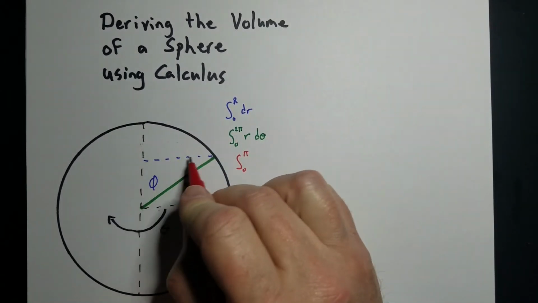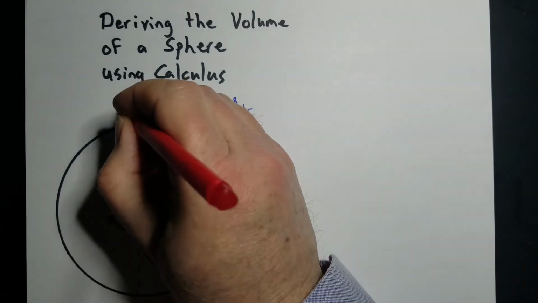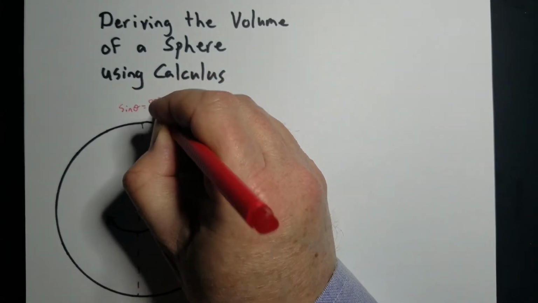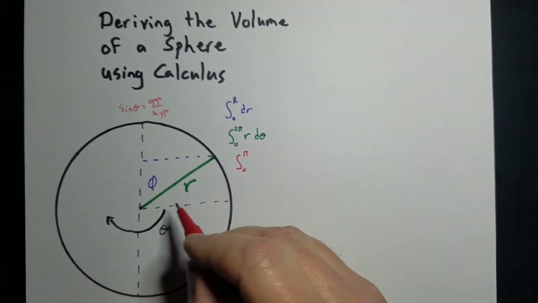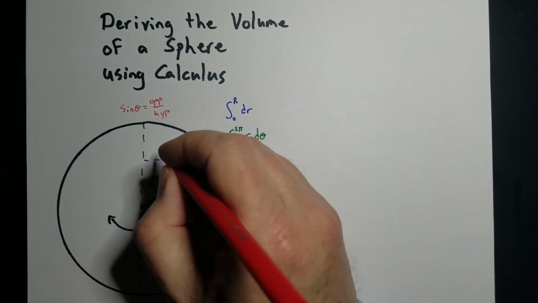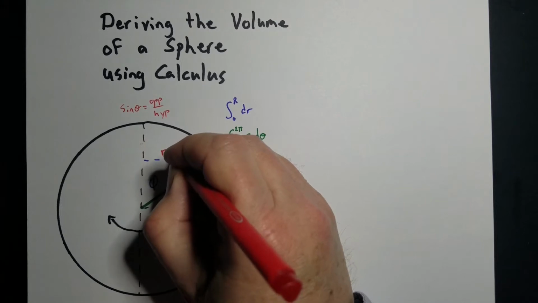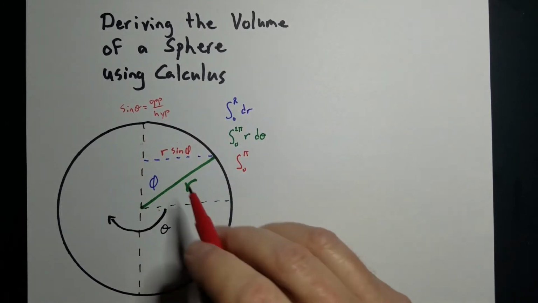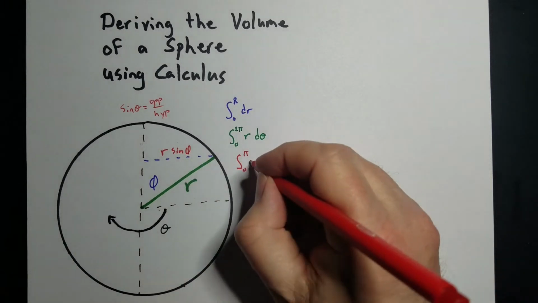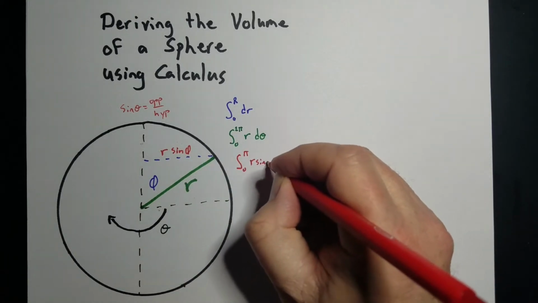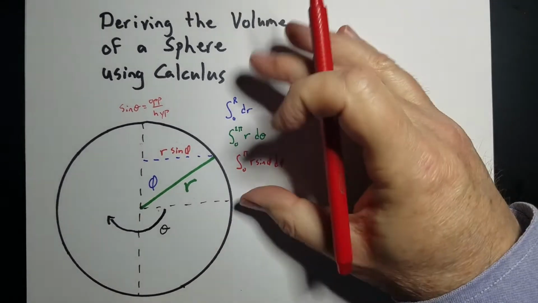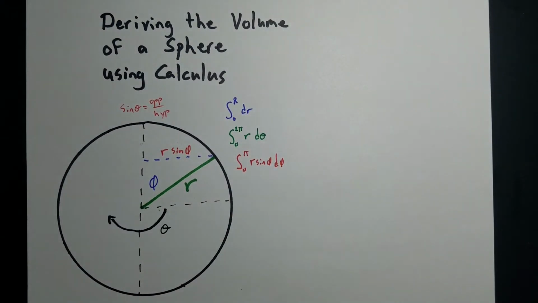but we need this side here. And so if we use sine, sine is opposite over hypotenuse. And so if we do that, that means this side is equal to r sine of phi. And so we're going to use that, r sine of phi, d phi, over here. And we've got to combine all three of these. So we're going to get a triple integral.